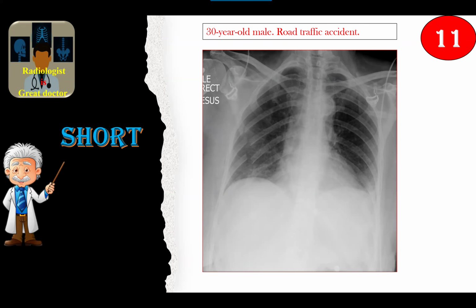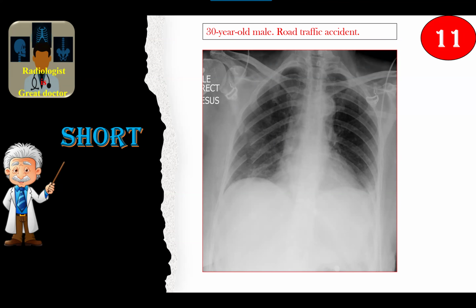Sorry, sir? Involving which ribs? Sir, involving posterior ribs, right-sided posterior ribs, representing flail chest. I can see from 5 to 9. Sir, I can see there is blunting of the left CP angle.